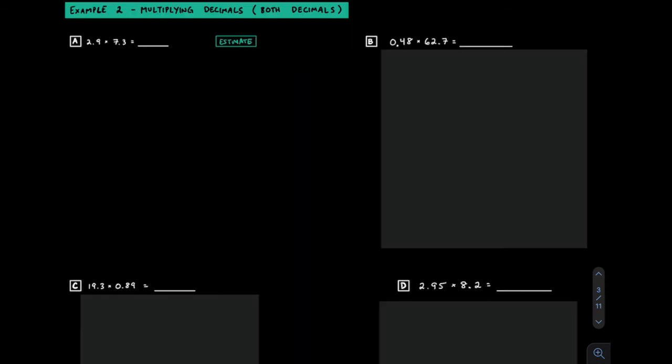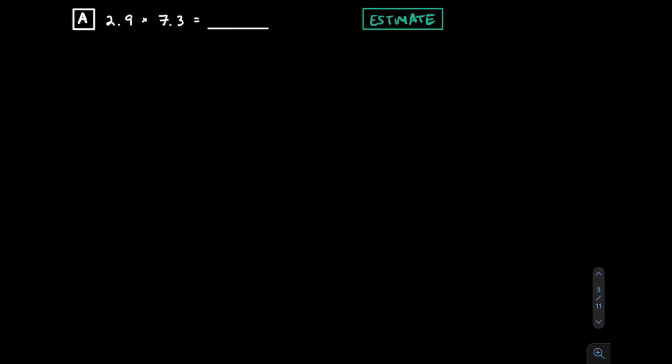In example 2, both factors are going to have decimal places. Let's try one together. As we begin, we're going to ignore the decimal places and notice that both factors have 2 digits. Since they both have 2, it doesn't matter which one goes on top. We take note that both of these factors have 1 decimal place. Then we'll just start using the standard algorithm.